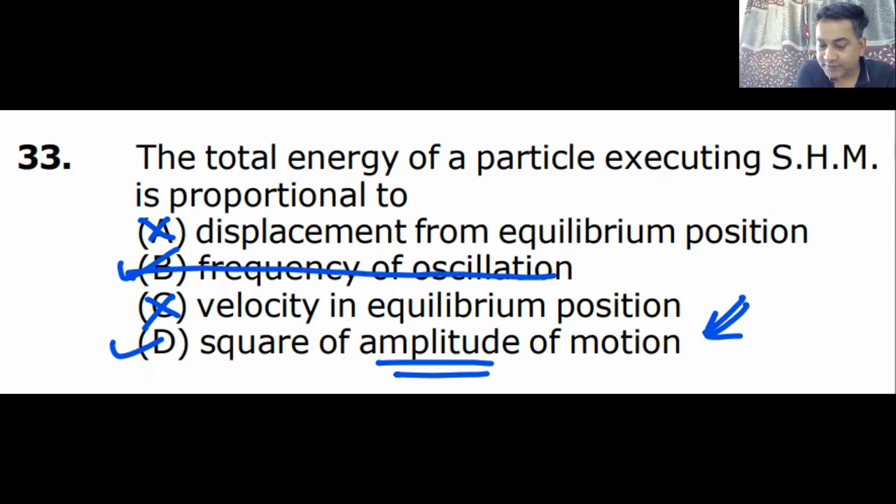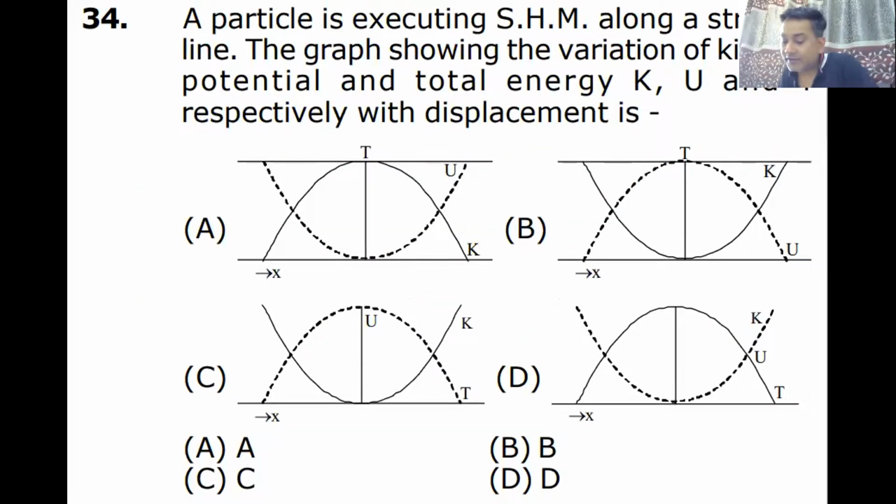Can I move on to the next question? And here is the next question. A particle is executing SHM along a straight line. Question number 34. The graph which shows the correct kinetic energy, potential energy, and T. Tell me which graph is showing me the correct configuration. A, B, C, D. Which graph is correct? Three graphs are drawn on the same sheet. Which one is correct? I'm waiting for your answer, bacha.